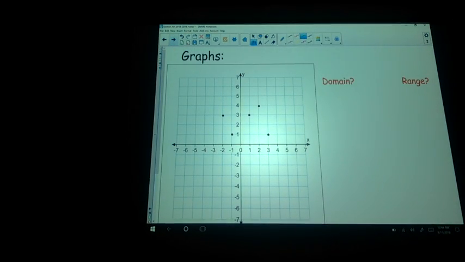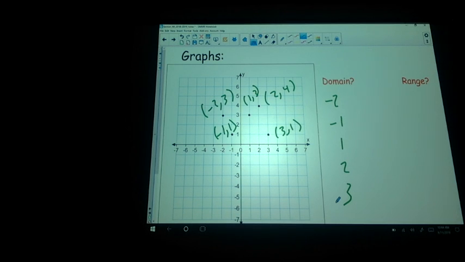All right, so the domain. Best thing when you get these types of problems is go ahead and list the points. So I know that's (3, 1), that's (2, 4), that's (1, 3), that's (-1, 1), and that one's (-2, 3). The domain, well, let's just pick some order. Go left to right: -2, -1, 1, 2, and 3. That's my domain. My range, go from bottom to top: 1, 1, let's see what else, 3, 3, 4.